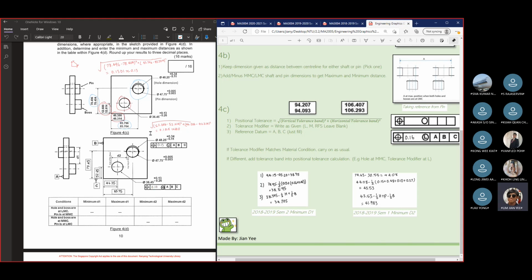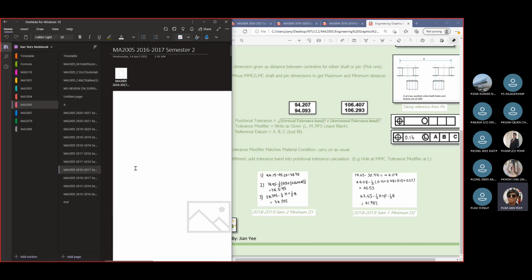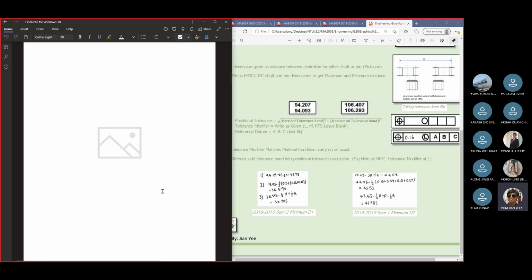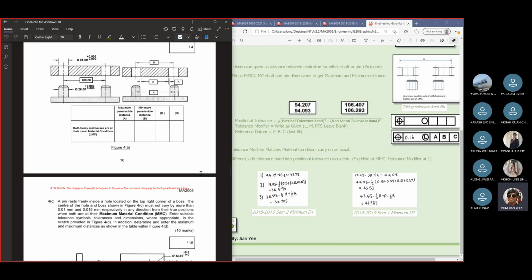Now for the harder part, where the majority of your marks will come from. If you look at the past year papers, as you can see, there's the A, B, C here, and here there's an A, B, C. If you go to the past papers, they actually left it blank.